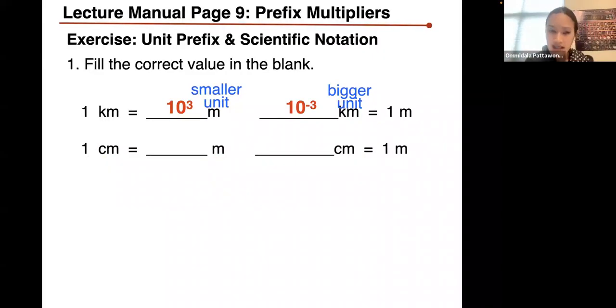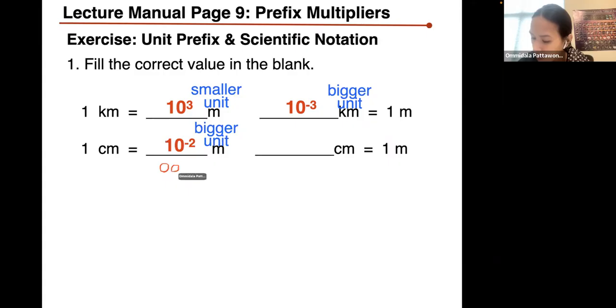All right, let's take a look at the next example. In this case, we are going to compare between centimeter and meter. We know that centi is smaller than a meter, so a centimeter is smaller than a meter. So in this case, the number that goes with a meter has to be smaller than 1. In order to make that smaller than 1, centi is 100, so you are going to add 10 to negative 2, or 0.01 of a meter equal to 1 centimeter. Vice versa, right?